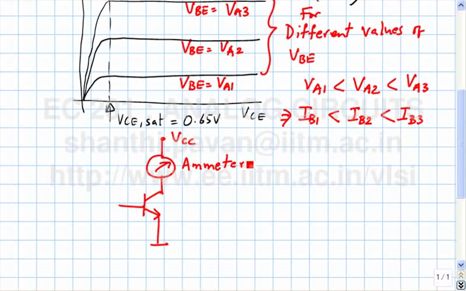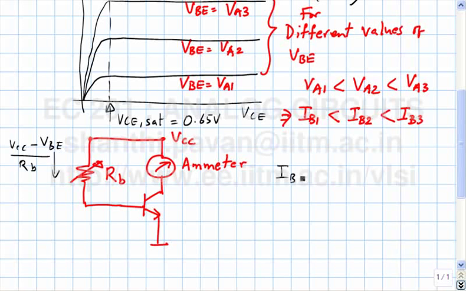Instead of applying a VBE, what people do is put a large resistor in the base like this. What would be the base current? If RB is very large, the current here is accurately VCC minus VBE by RB. So IB is nothing but VCC minus VBE by RB.